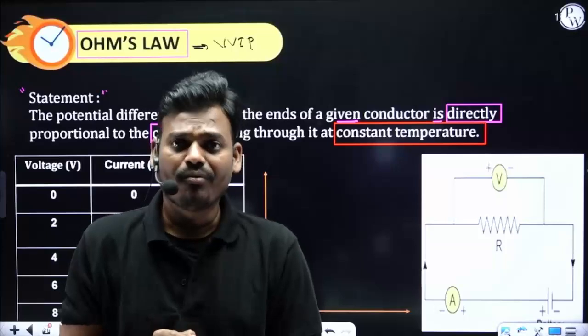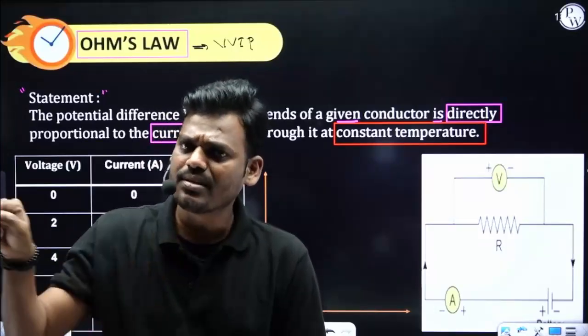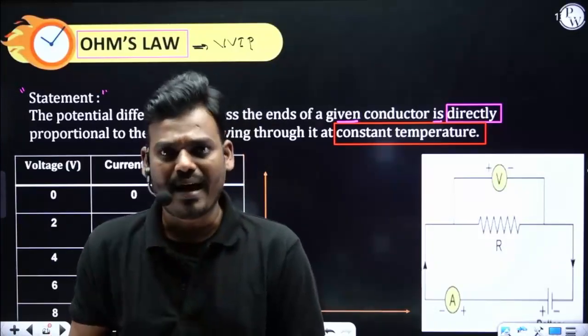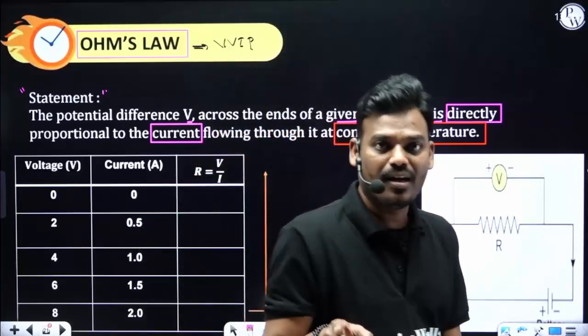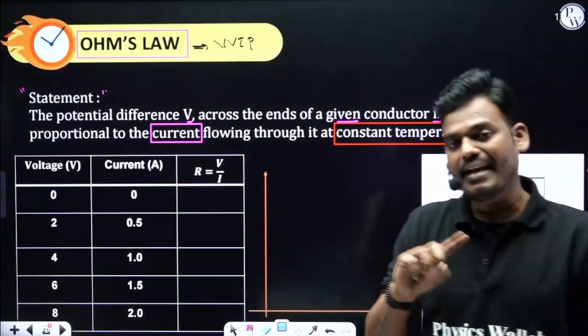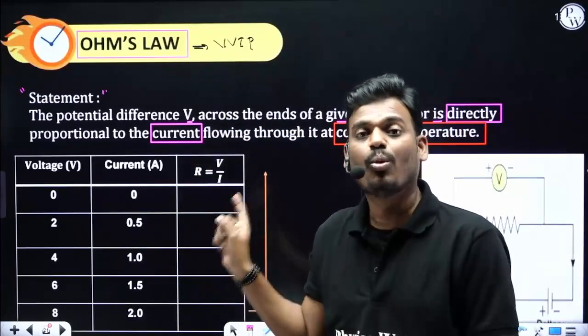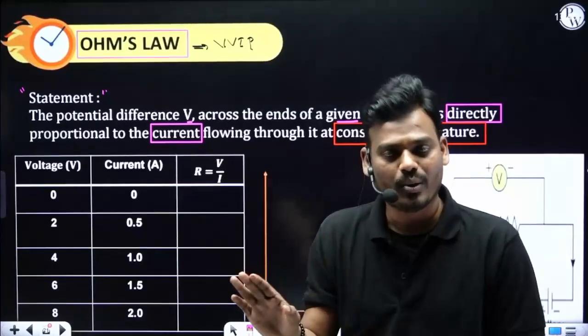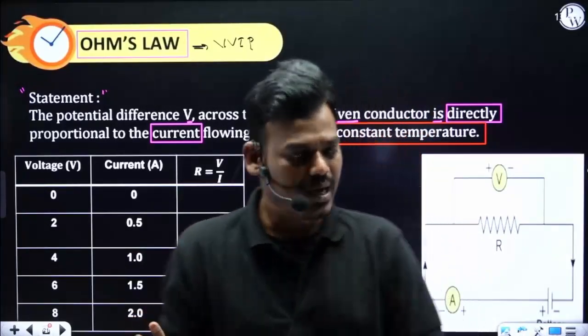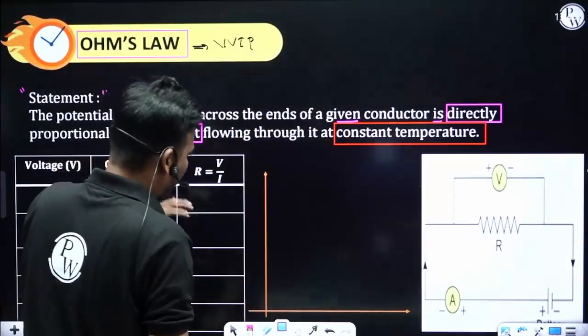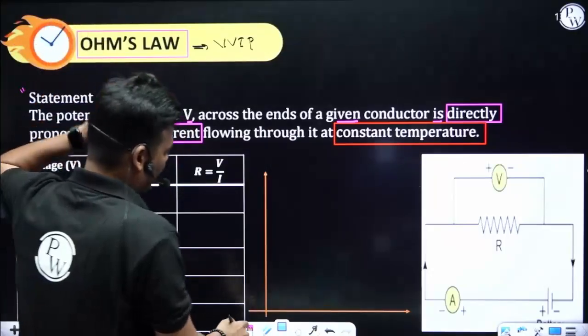You'll be having one question. Sir, what if the temperature is changing? Is this Ohm's law still valid? No. For a variable temperature or variable resistance, this Ohm's law is not valid. Okay, Ohm's law is not valid. Now, according to that, we got to know the statement. Okay, V is directly proportional to I.